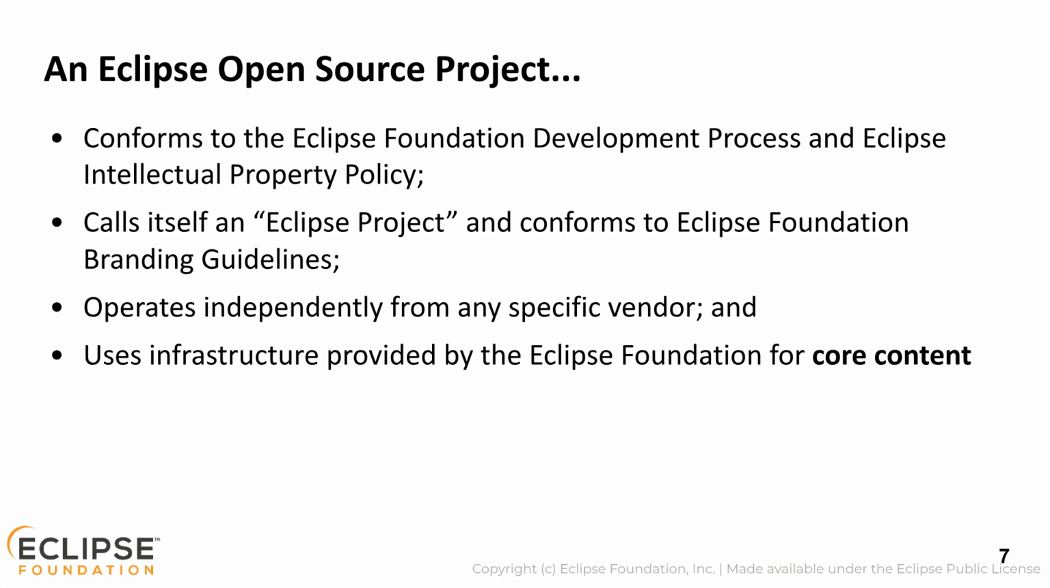So, what is an Eclipse open source project? An open source project is the main operational unit for open source software development at the Eclipse Foundation. An Eclipse project has a team of committers and resources that it uses to implement its scope and goals. Pragmatically, an Eclipse project, or more specifically, an Eclipse project team, implements the Eclipse Foundation development process, the Eclipse intellectual property policy, along with various other policies and practices.